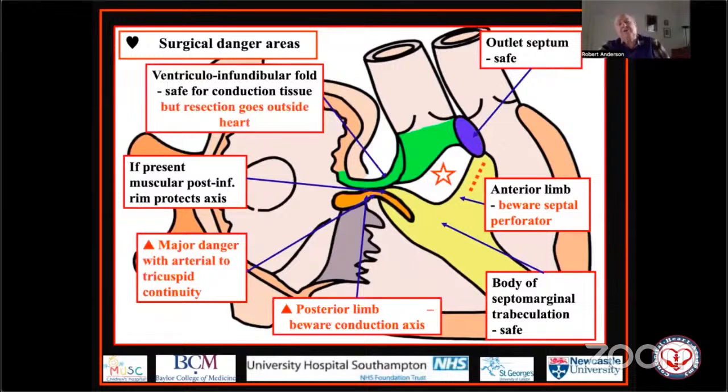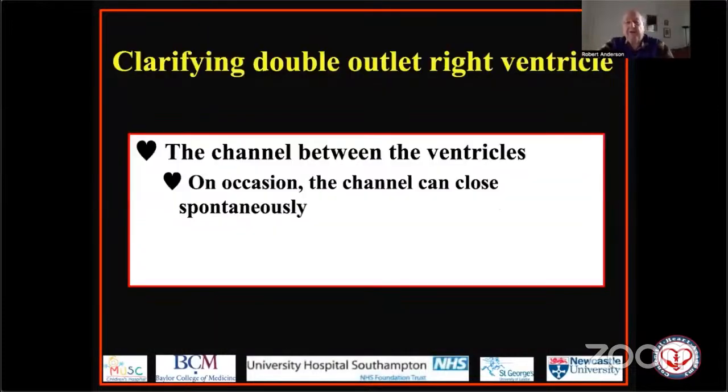And the ventriculo-infundibular fold, of course, is no more than the inner heart curvature. It is possible to resect the ventriculo-infundibular fold, remembering that resection takes you outside the heart. It puts at risk, on occasion, the branches of the coronary arteries, but providing it's sewn up again, there will be no problem. So, surgical danger areas depend on recognition of these features, and it is recognition of these features that then distinguishes the different phenotypes to be found in the setting of double outlet ventricle.